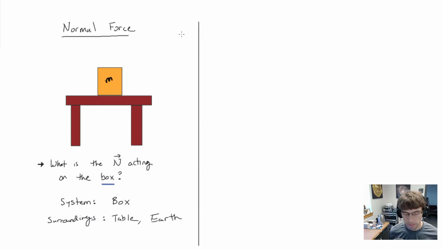So how we're going to do this: we've identified our system, it's the box. And rather than drawing it as an object with physical dimensions and extent, we are going to represent it as a dot, a point, and you can conceptualize this point as being the center of the box. Physicists are not artists. The whole point of a free body diagram is to eliminate anything that's just not helping us do the problem.